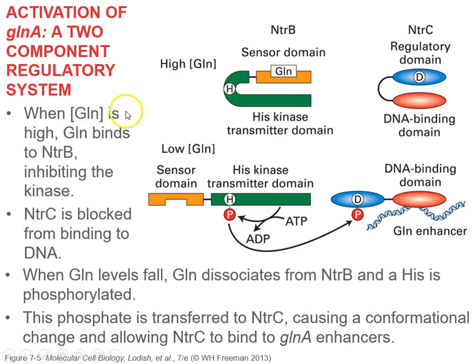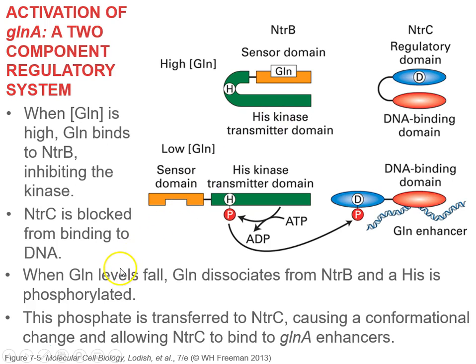When glutamine concentration is high, you don't need to make that enzyme because you have plenty of glutamine. If glutamine concentration is high, that acts as a ligand and it binds to NtrB. That's shown right here. So this is glutamine and it's bound to this sensor domain on NtrB. And there's a kinase right here, and when the glutamine is bound to the sensor domain, it covers up the active site so the kinase is inactive.